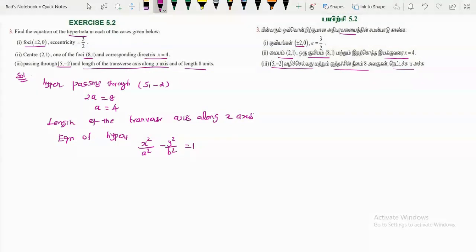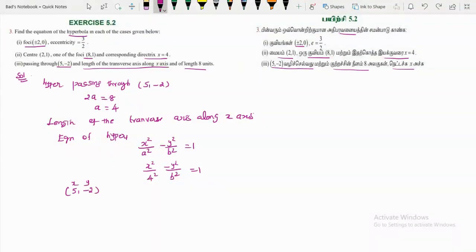So what is a squared? Substitute a squared, which is 4 squared. So x squared by 4 squared minus y squared by b squared equal to 1. So if b squared is found, we get the equation of the hyperbola. For that, what have they given us? They have given a point the hyperbola passes through, 5 comma minus 2.